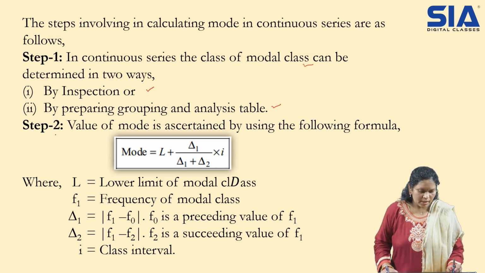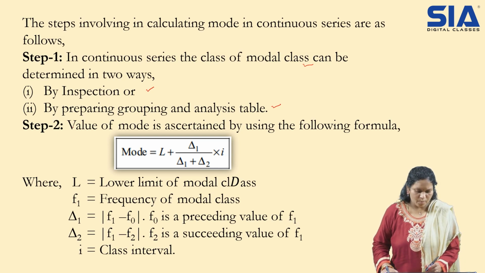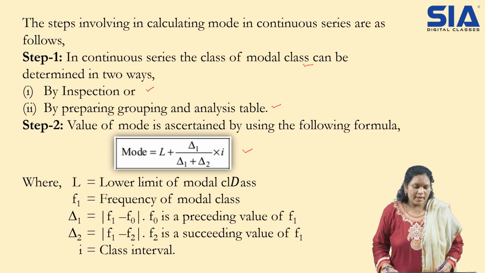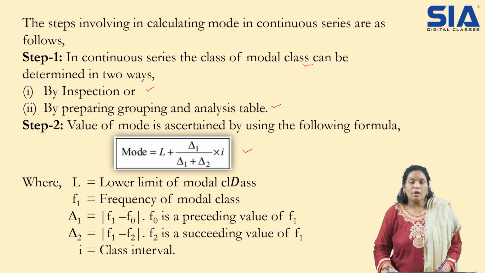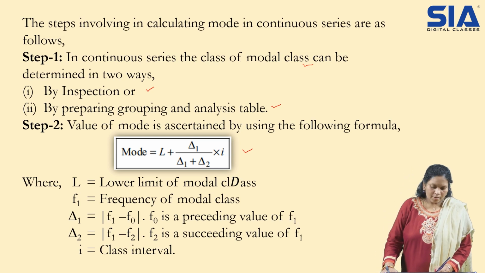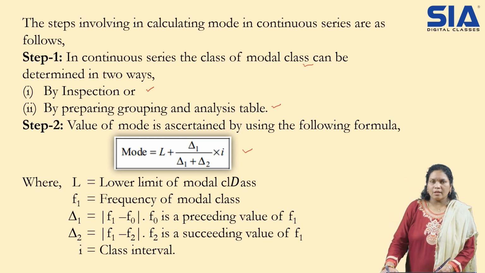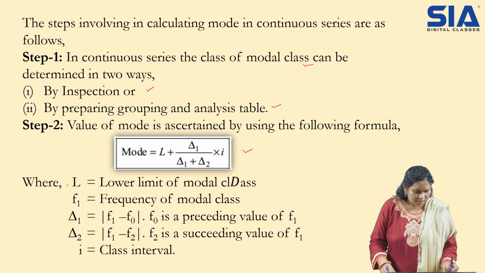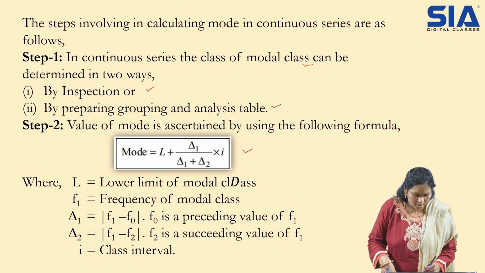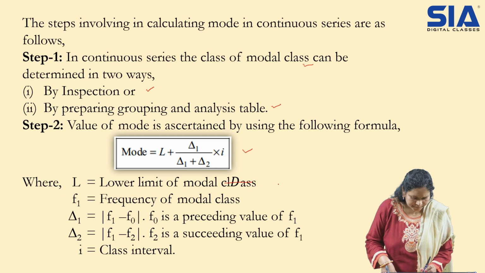So step 2, here we have the formula for mode. Mode is equal to L plus delta 1 by delta 1 plus delta 2, into i. L, we know, we always consider the lower limit. Here, for the mode, we consider the modal class. So L is equal to the lower limit of the modal class.